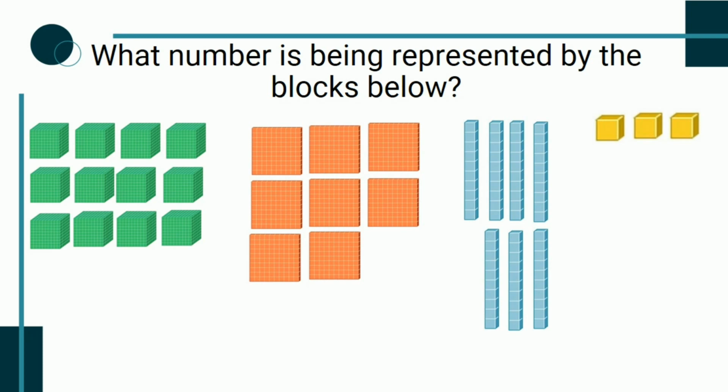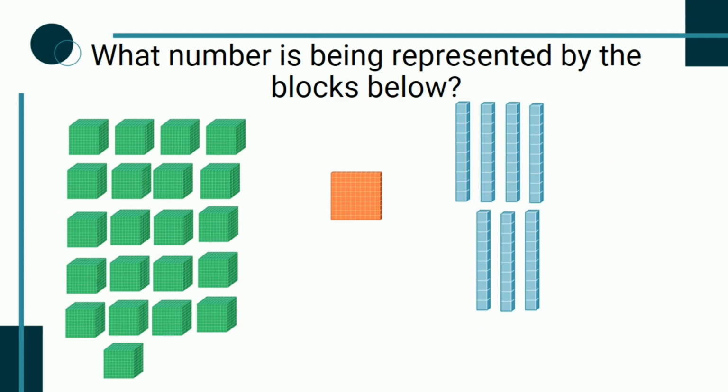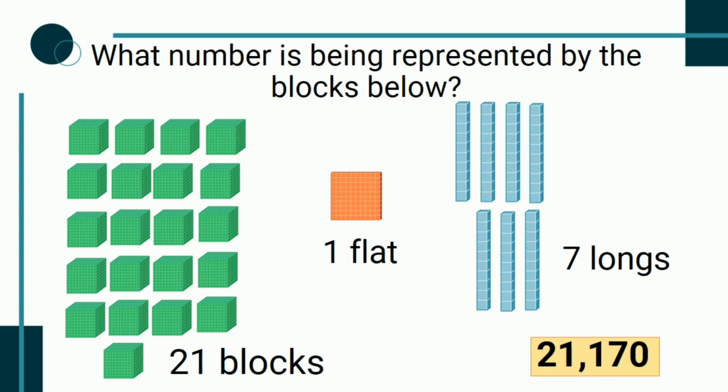Another example. What number is being represented by the blocks below? There are 12 blocks, 8 flats, 7 longs, and 3 units. So these blocks represent 12,873. Next, what number is being represented by the blocks below? There are 21 blocks, 1 flat, and 7 longs. So these blocks represent 21,170.